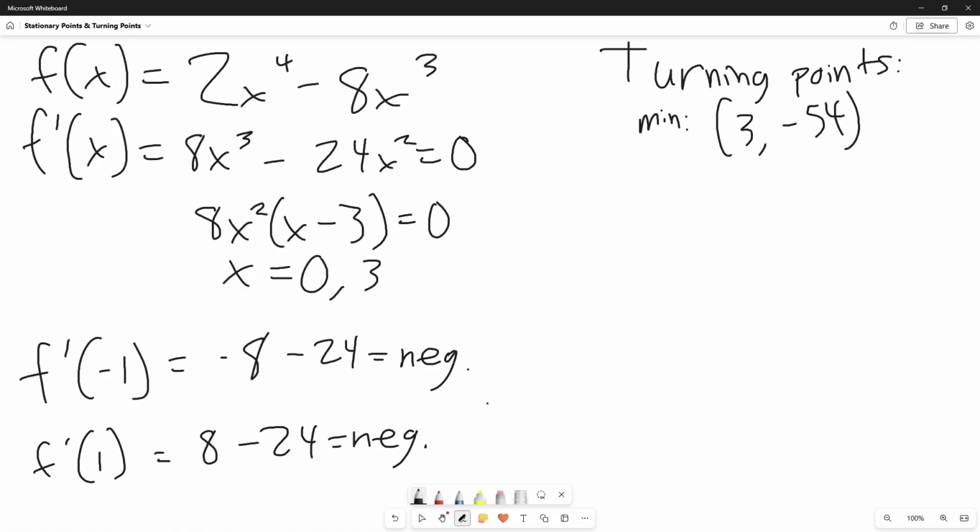So the derivative does not change signs, meaning that it just keeps going down even when it hits the stationary point. So a stationary point is just going to be 0 comma something, and to find that value, you plug in 0 to here, and it's just going to be 0. So now we found out everything. Our two stationary points are at 0 and 3, and at 3 is a turning point, a local minimum with a y value negative 54, and at 0 is just a stationary point with y value 0. And that's how you find everything.